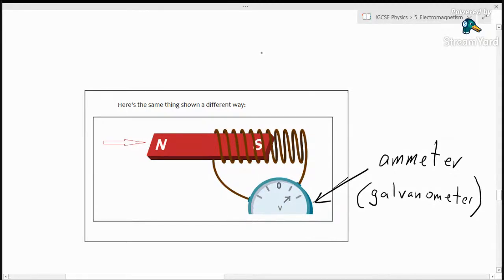So anyway, the point of this picture is to show you it doesn't matter whether you move the wire or you move the magnet, because in this case, we're moving the magnet through the wire. We're not moving the wire around the magnet. It doesn't matter which one you move. The important thing is that they're moving relative to one another.